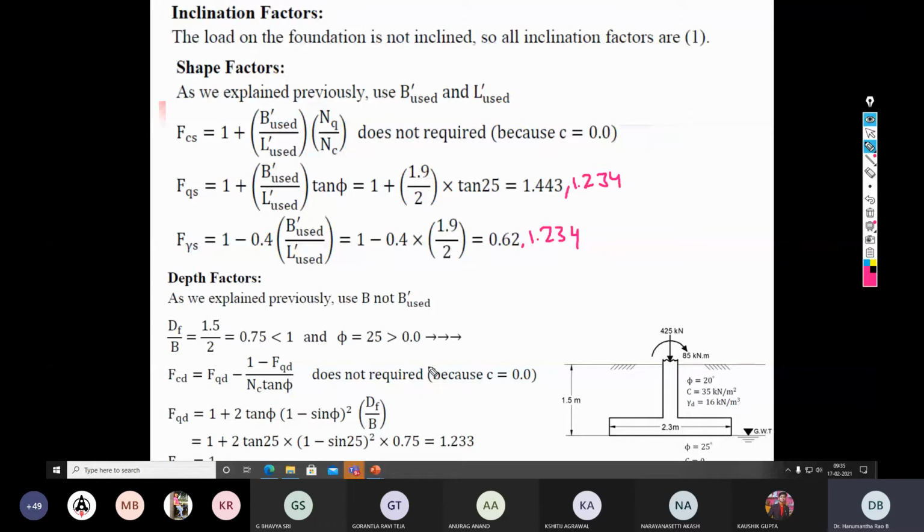Okay. So then the depth factors? 1.118, sir. 1.12. Yeah, 1.12. No problem. F gamma D also? That also same, sir. Okay, 1.12. Fine. So you can use any of these equations with equal ease. Absolutely, there is no problem.